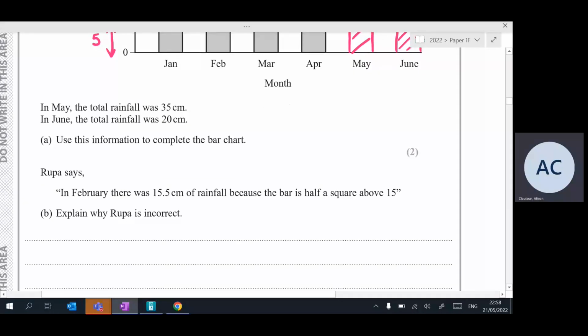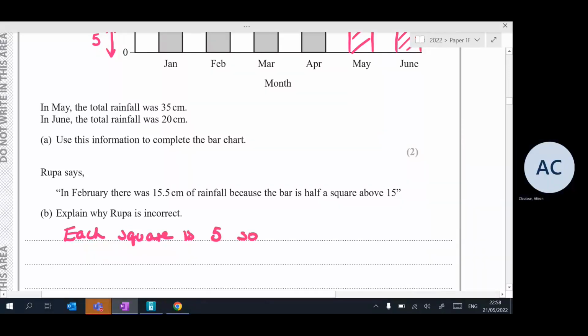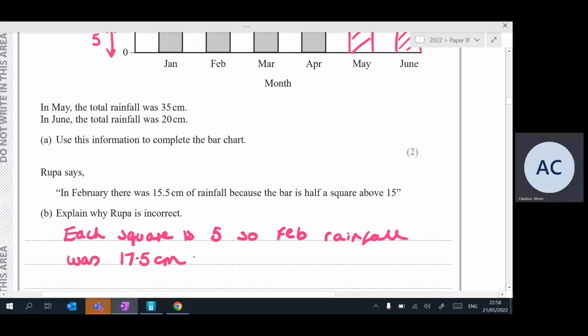So incorrect, as each square is 5. So February rainfall was 17.5 centimetres.